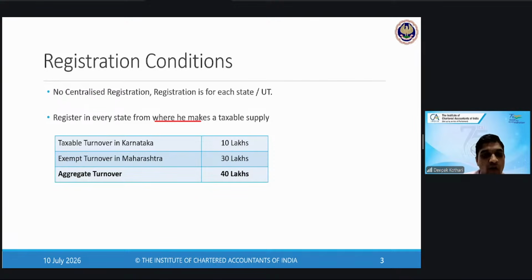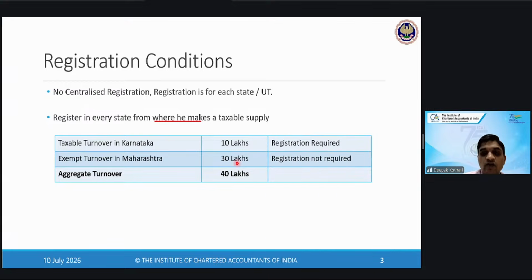Good. Okay. So it means that you are clear on it. Perfect. So he is making a taxable turnover in Karnataka and exempt turnover in Maharashtra. So registration will be required only in the state where he makes a taxable supply. And for taking registration in Karnataka, we will see the aggregate turnover. Aggregate turnover will mean the exempt turnover and taxable turnover all put together. So then the aggregate turnover is 40 lakhs.